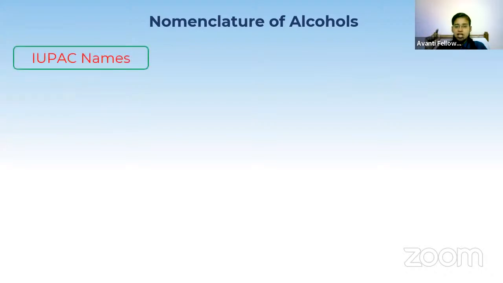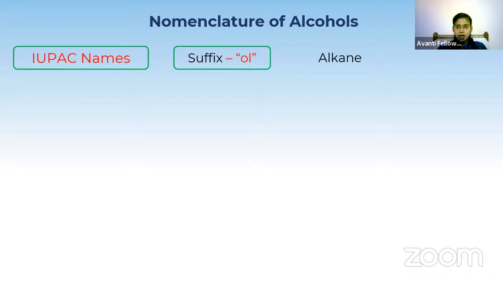Now let's go into the IUPAC nomenclature of alcohols. In IUPAC nomenclature, we have to use the suffix OL. How to use OL? First of all, you have to take the alkane, write the name of the alkane, and replace the E by OL. So what you will have is alkanol. The name in the IUPAC system is alkanol.